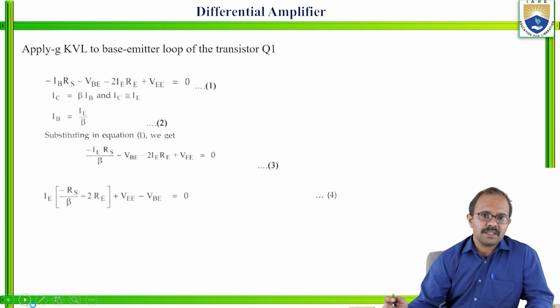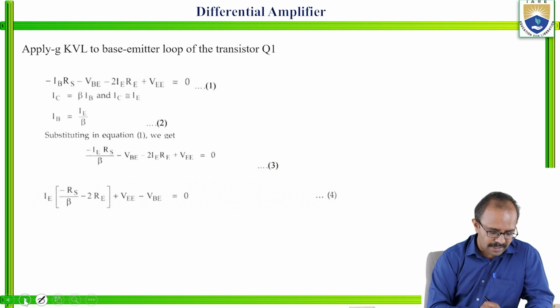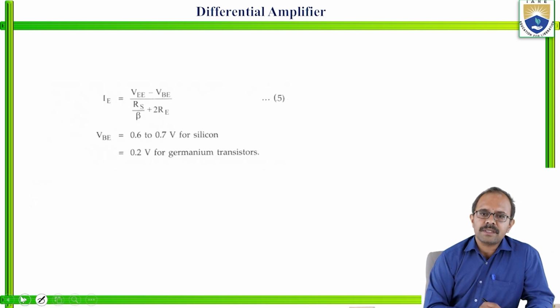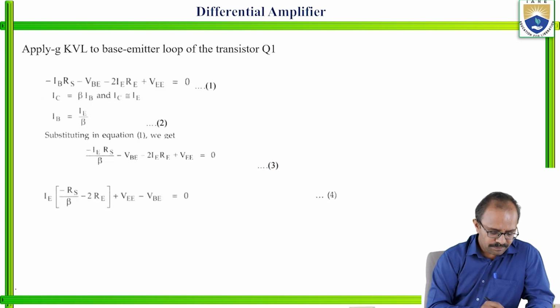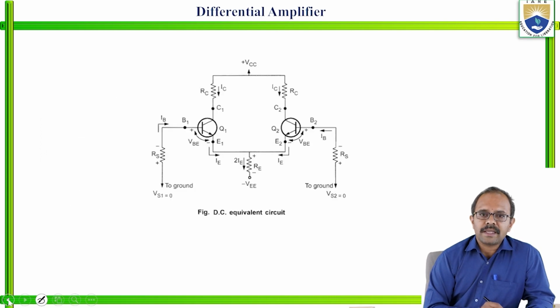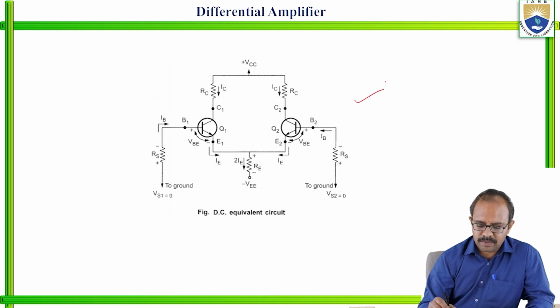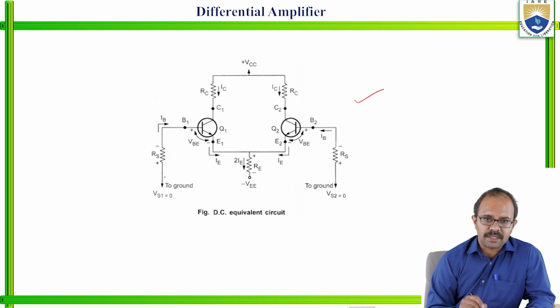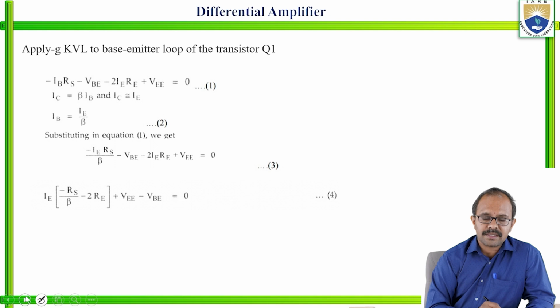What are the steps to be considered for DC analysis? The first and foremost step is to suppress all the AC components, keeping only DC components active. That means redraw the circuit by suppressing all the AC components. This is the equivalent circuit we consider for the DC analysis. If you observe, there is no AC component, not even an AC input signal, right? With that circuit we perform the analysis.